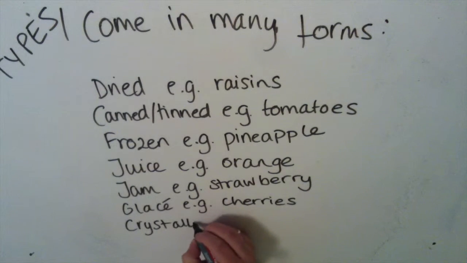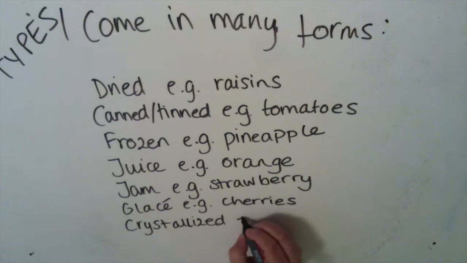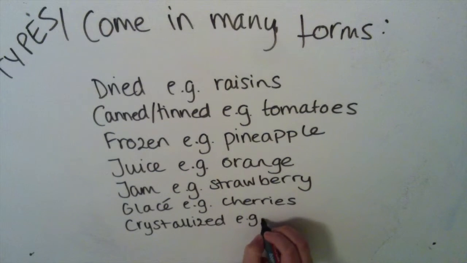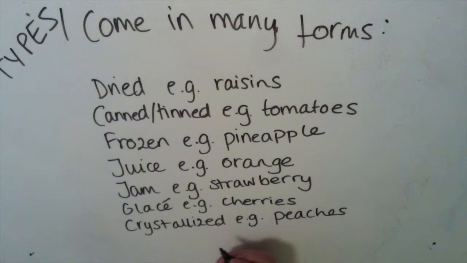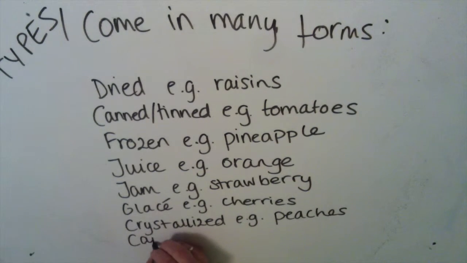So an example of jam is strawberry jam. You've used this when making jam tarts, for example. You can also get glacéed fruit. So again, all the next three examples are kind of soaked in sugar. So these are really, really unhealthy.